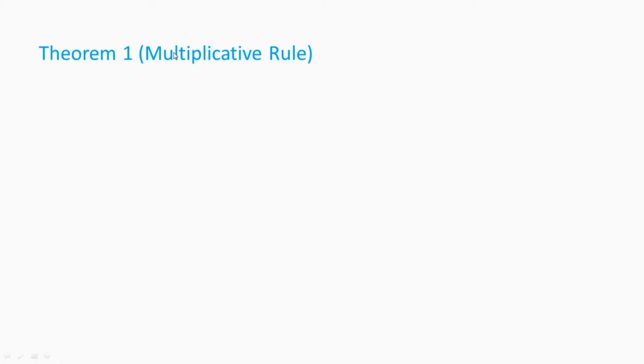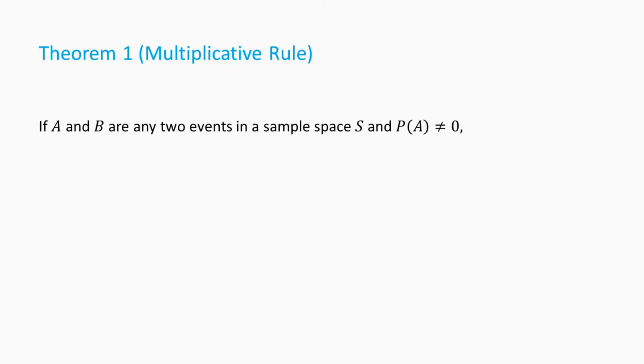We can call this the multiplicative rule. If A and B are any two events in a sample space S and probability of A is not equal to 0, probability of B intersection A is equal to probability of B given A into probability of A.